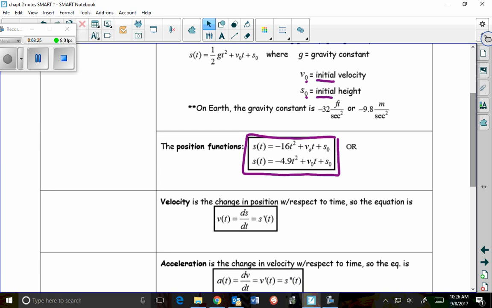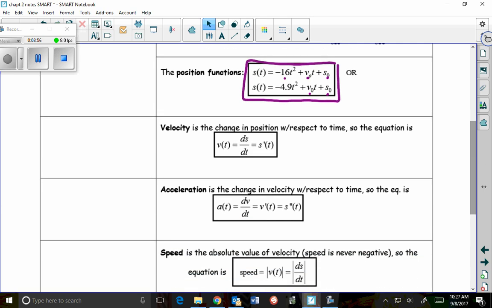So then we have these position functions. The position function is taking the 1/2 times the gravity constant in front of my t squared. Then we have the V naught times the t, and the plus just the S naught, not times anything. So V naught is what again? The initial velocity. S naught is the initial position. So those are where they came from.